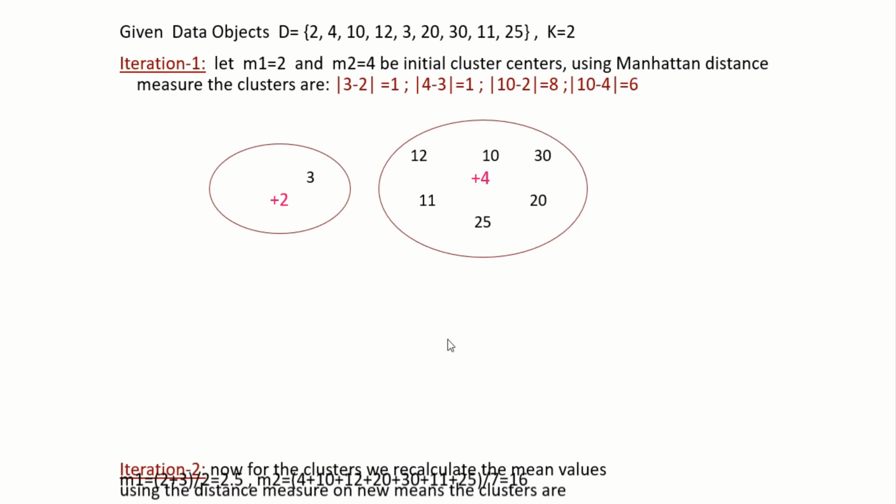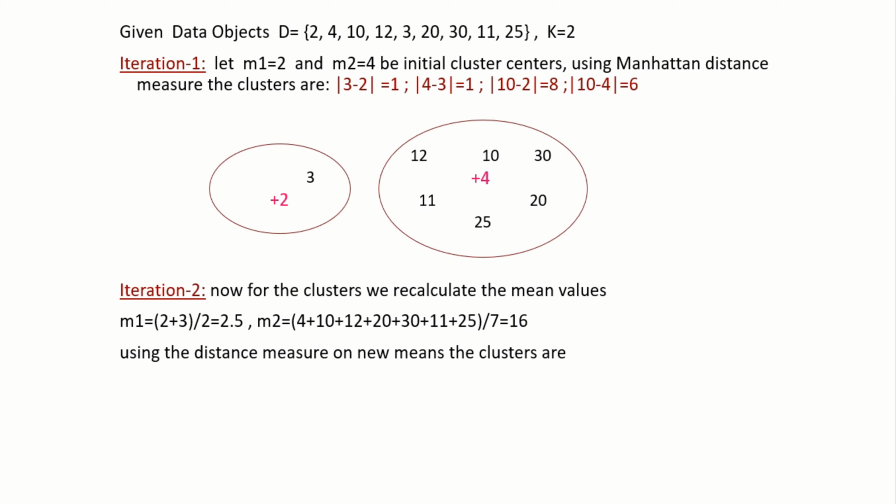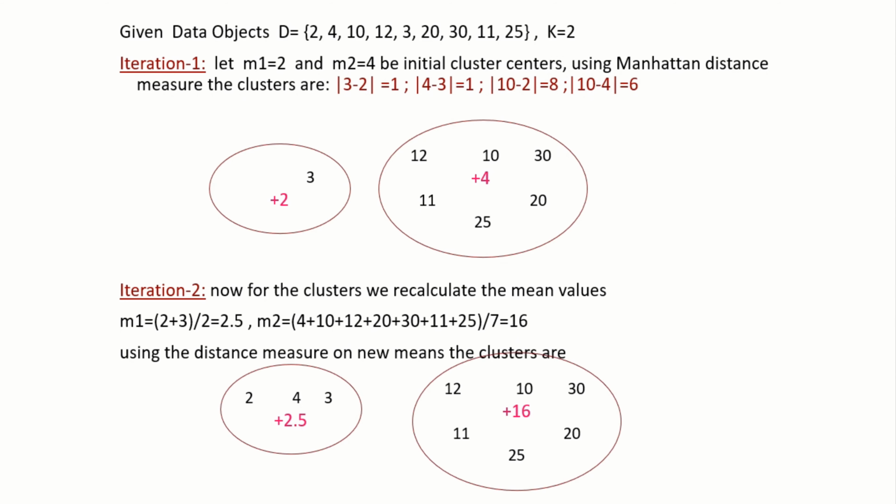Now when we look at the second iteration, as the name of the algorithm, K-means, suggests, we need to iterate the same thing again. We need to recalculate the mean value of each partition. For M1, we calculate the mean again: 2 plus 3 divided by 2, we get 2.5. Similarly, we calculate the mean of the other partition and this time we get 16. Now after getting the new means, the objects are again assigned to the nearest mean and we get something like this.